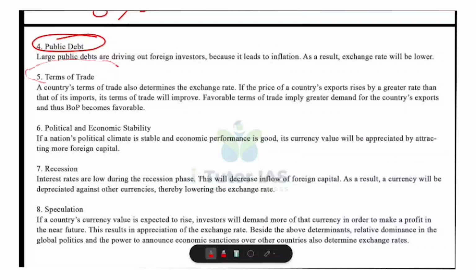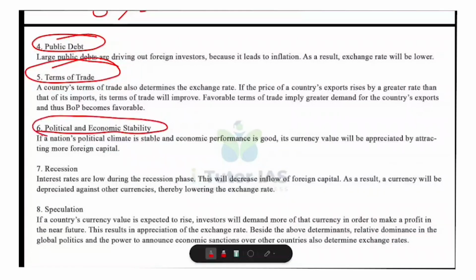Next one, terms of trade. Terms of trade is the ratio of export price to import price. Better terms of trade leads to higher demand for exports and the currency appreciates. For example, if India exports steel at higher prices and imports oil at lower prices, what happens? The Indian rupee strengthens.